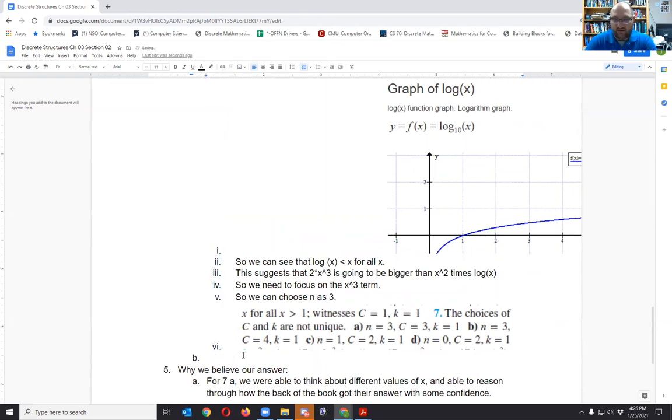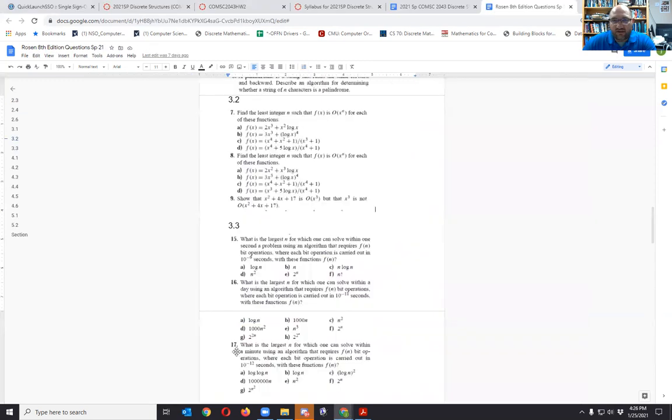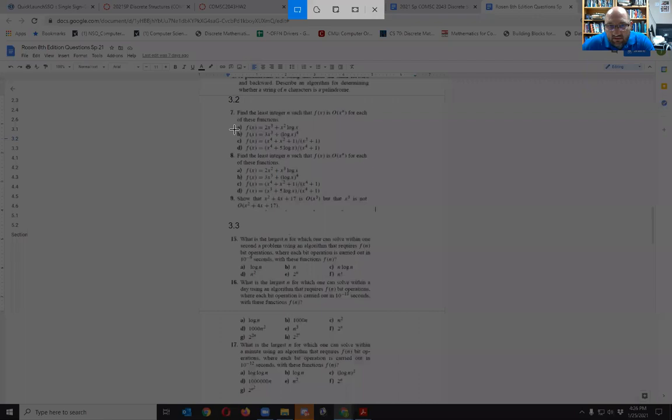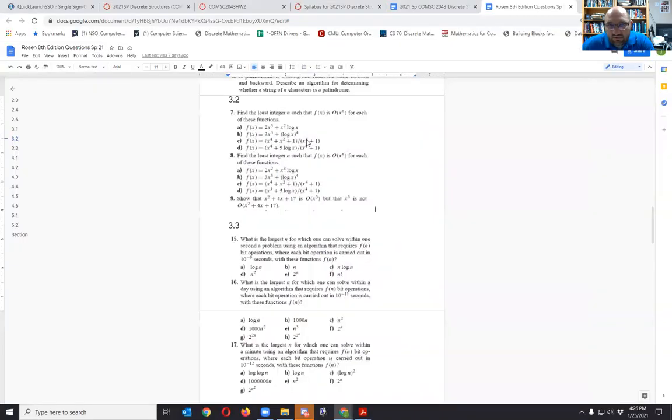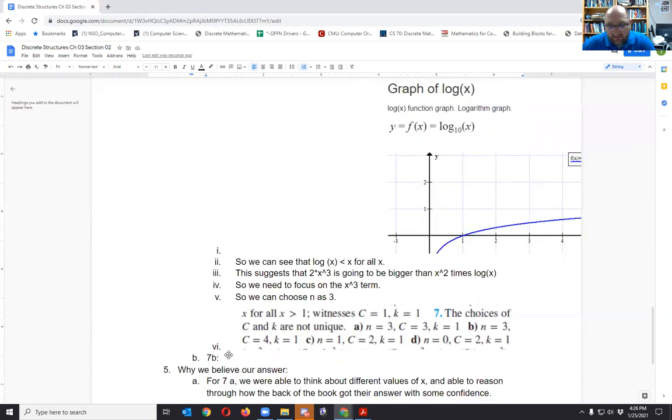Part B, and I'll do 7B. Oh, goodness. There we go. 7B. I'll just grab this little nugget right here. Okay, so let's drop in 7B right there.